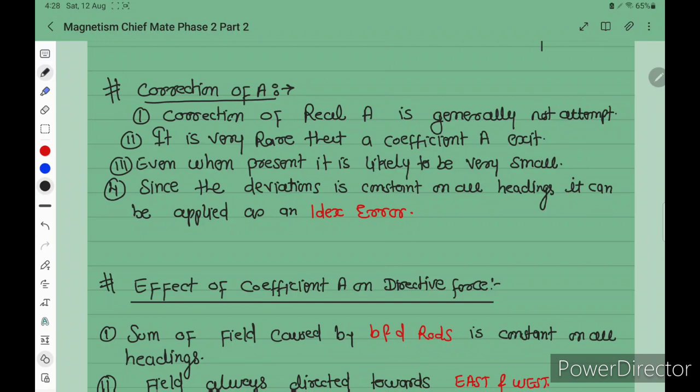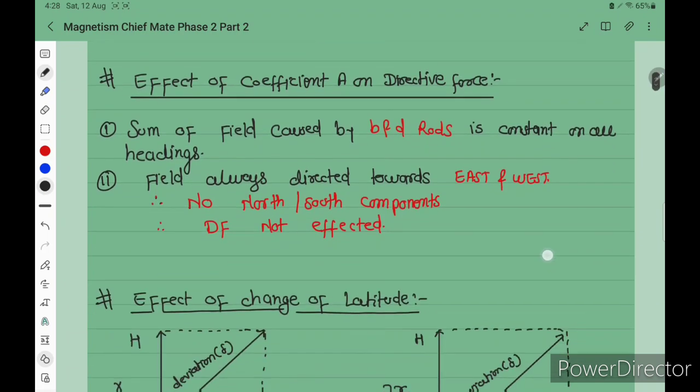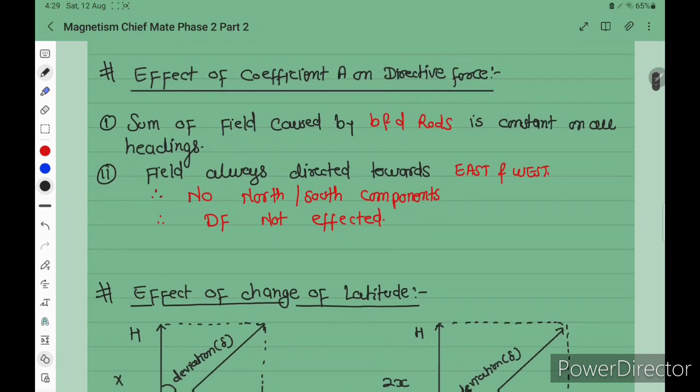Correction of real A is generally not attempted. It is very rare that coefficient A exists. Even when present, it is likely to be very small. Since the deviation is constant on all headings, it can be applied as an index error. So if the question asks how A is corrected, it is corrected as an index error. Why? Because it is very rare that coefficient A exists.